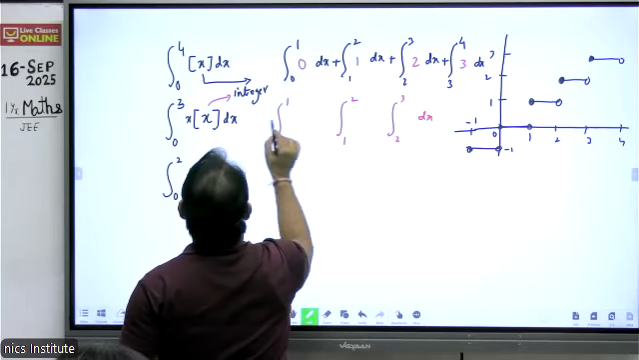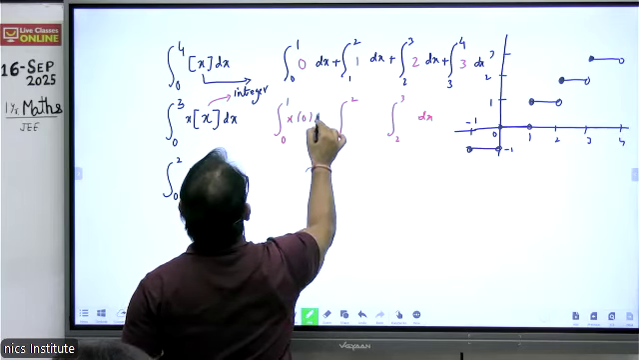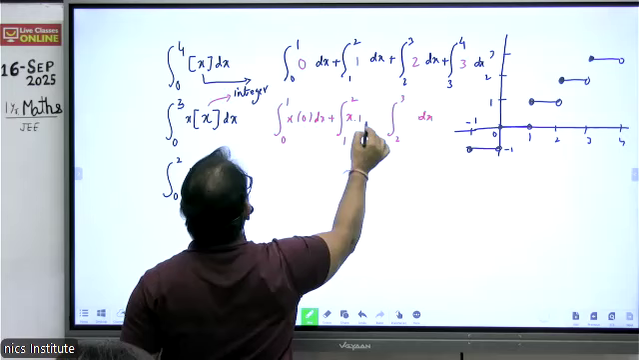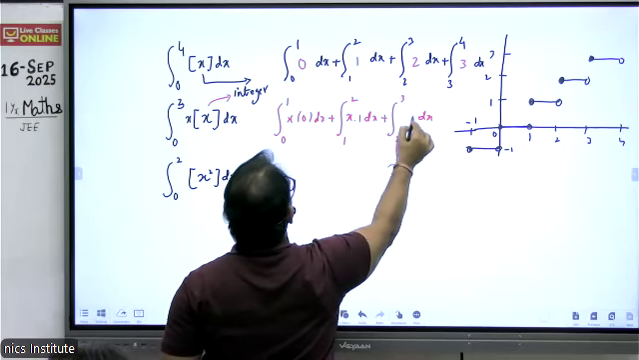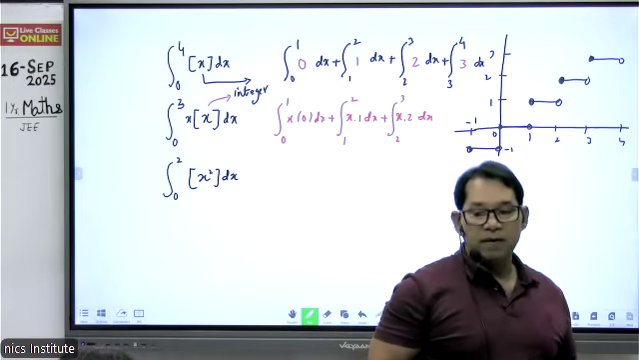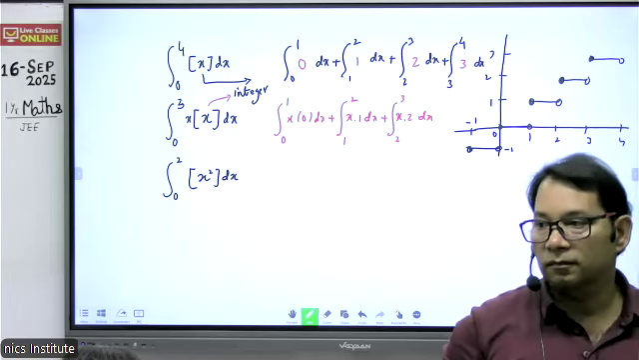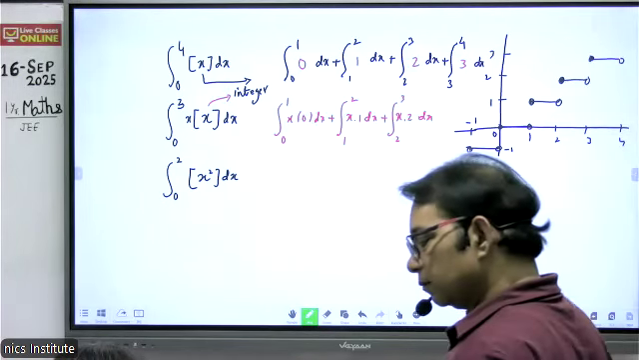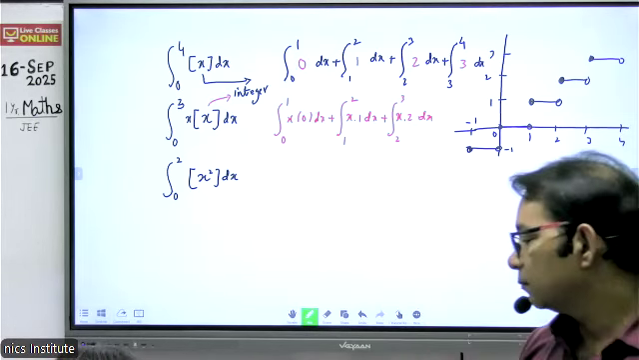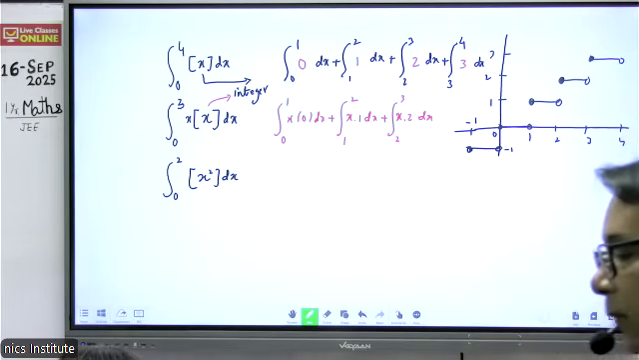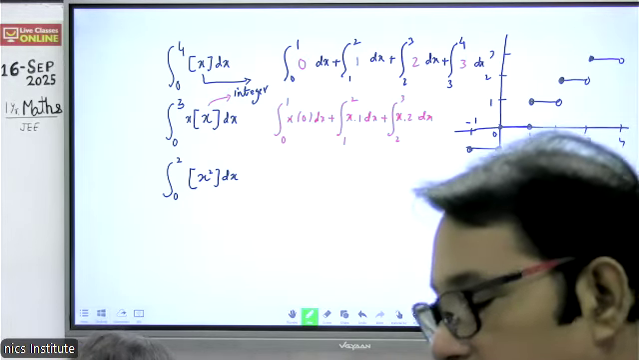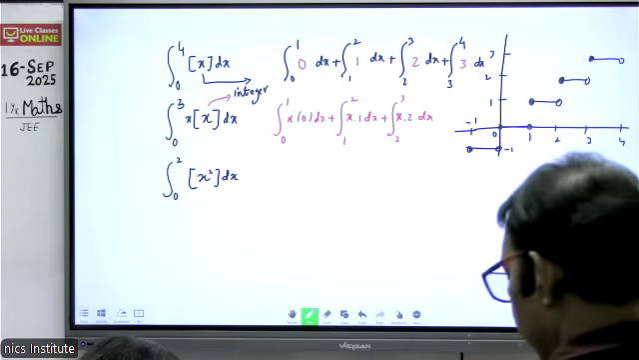Between 0 and 1, the greatest integer would be 0. Between 1 to 2, the greatest integer would be 1, and this would be 2. The outside x will remain x only. Integrate. x का x² by 2 हो गया ना. लिमिट चेंज डाल दो.